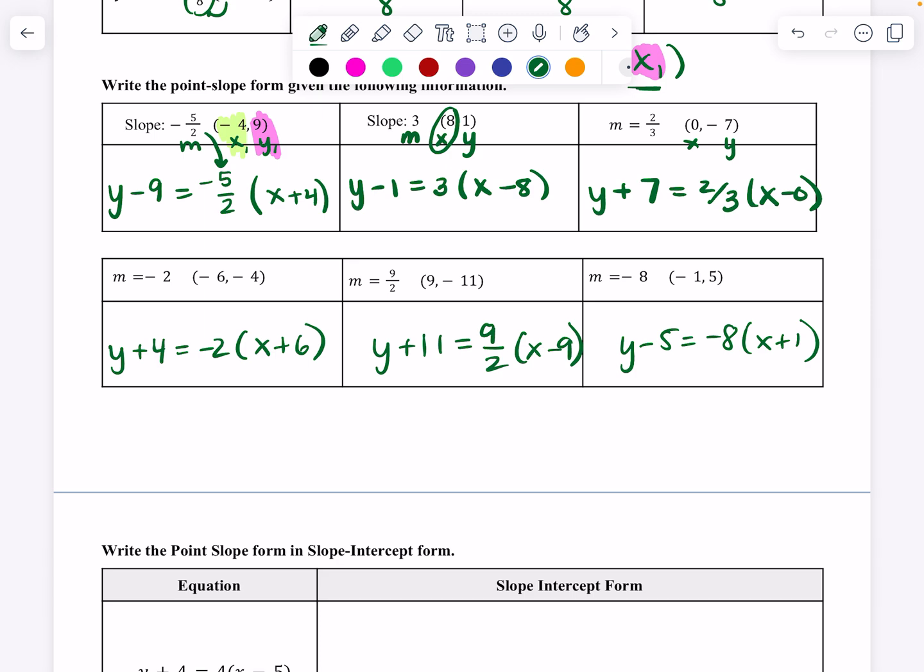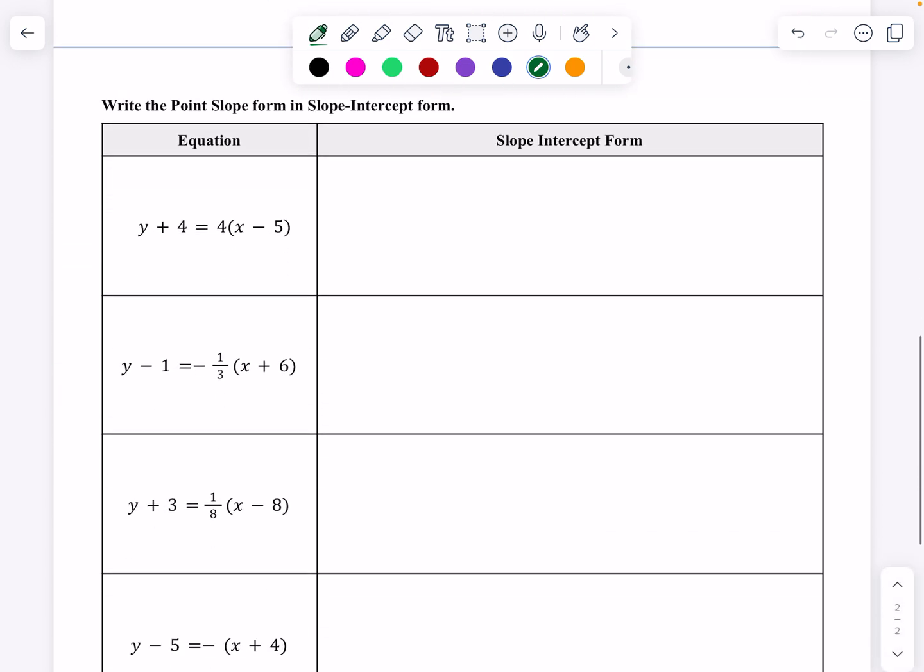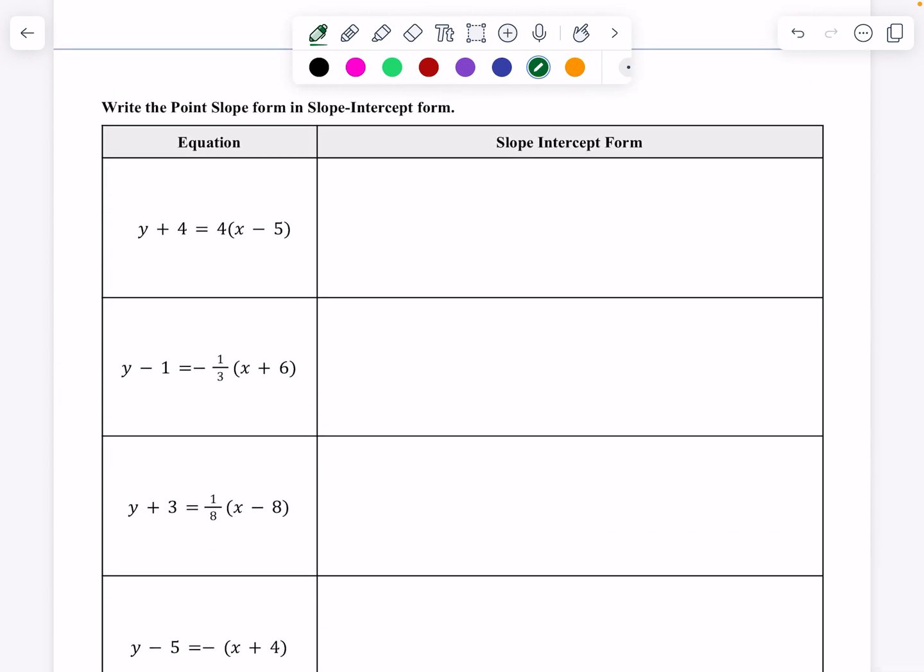Okay, the last thing that you need to know for point slope form. So first step, you have to be able to identify where the slope is. Second step, you have to be able to take information and plug it into point slope form. Last thing you have to be able to do with it is to change it into slope intercept form. So we're going to do algebra to do that.